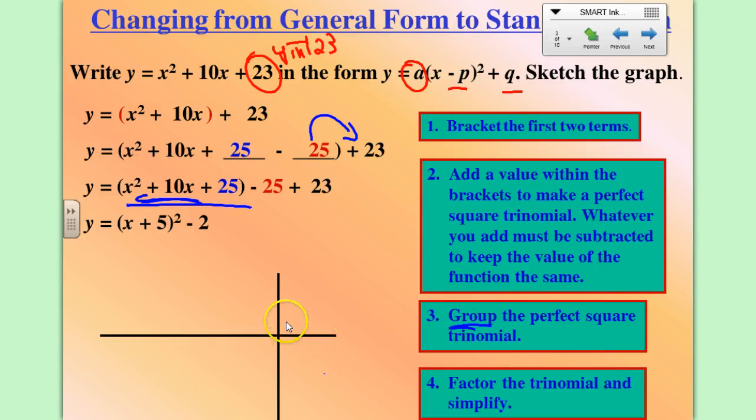If I graph that, we talked about that. Where's my vertex? Minus 5, minus 2. It hasn't been stretched at all. So if you had graph paper and needed to graph, let's put another critical point there. I know at minus 5, minus 2, if I went over 1, I should be going up 1. So this point right here would be minus 4, minus 1. And this point out here would be minus 6, minus 1. Just in case we needed more than just 1 point. I know it hasn't been stretched, right? So those would be the exact points, right?